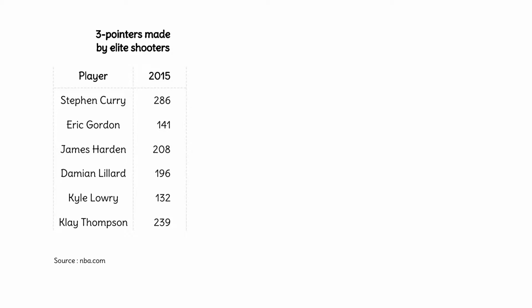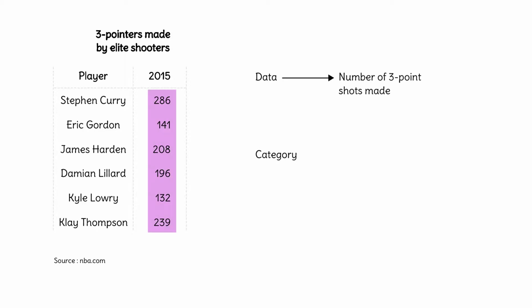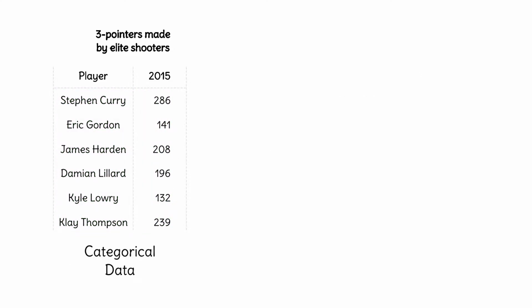A table is a great way to organize exact data by category. The data here is the number of three-point shots made, and the category is simply the player. We call this categorical data. The players are ordered by last name.